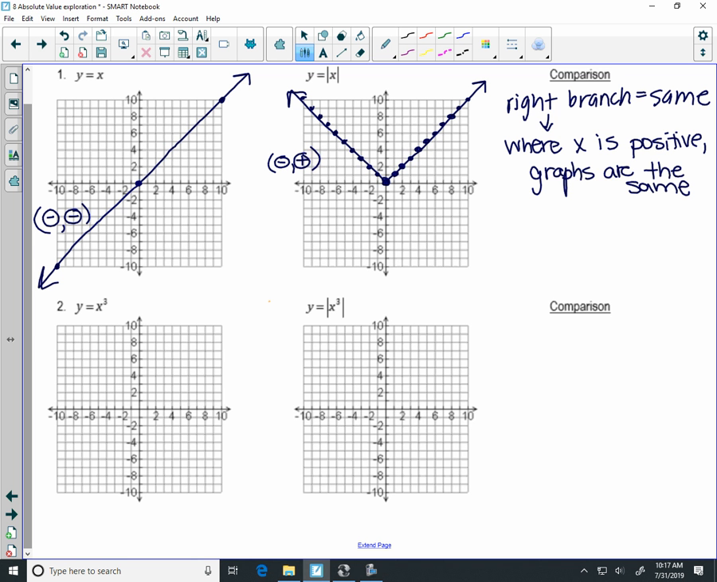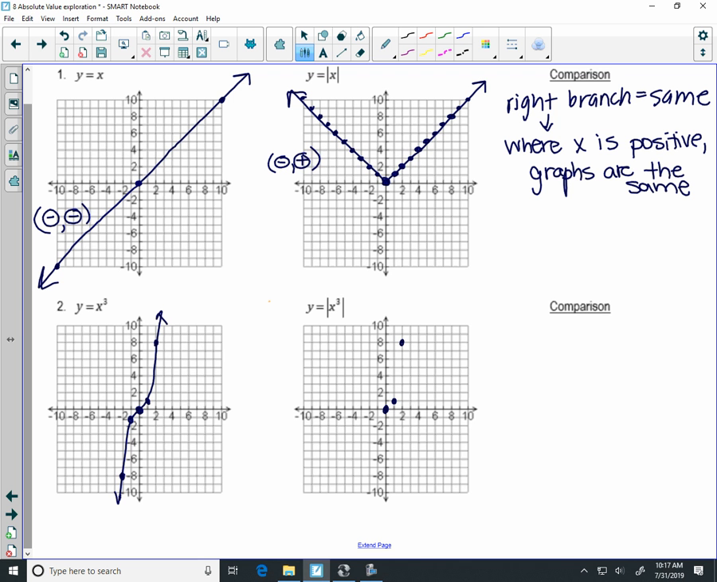For x cubed and the absolute value of x cubed, here's what happens. So x cubed, there's your parent function. And I should have said from the outset, this is one of those lessons where if you haven't really mastered your parent functions, go back and work on those before you do this. The absolute value of x cubed looks like this.